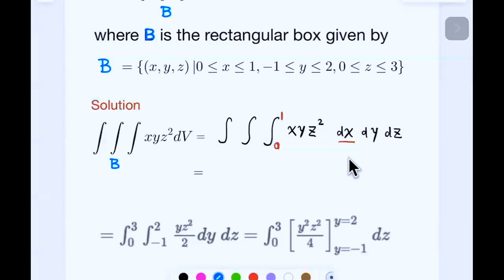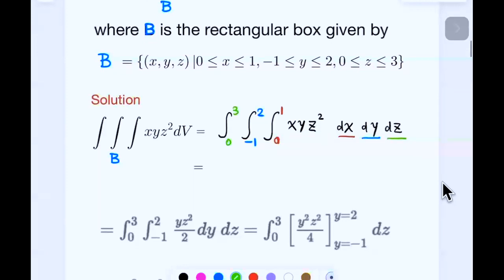And y goes from -1 to 2, and z goes from 0 to 3. You got it. And this is just one way to do it. There's a total of 6 combinations to do this. So the box over here is equal to this. How do you find this triple integral? You're going to do the innermost integral first, so we're going to do this one first.